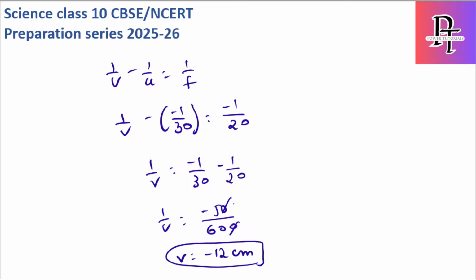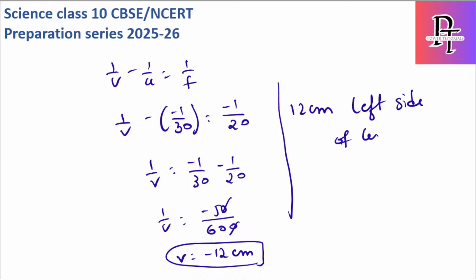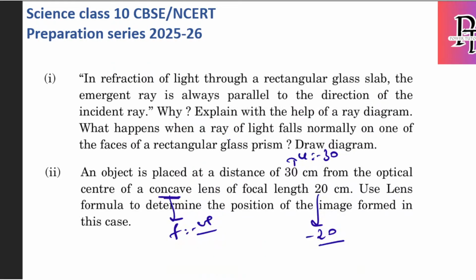So the position is 12 centimeters to the left side of the mirror, or here, left side of the lens, because the distance is less than the focal length. If you remember, for a concave lens, the distance is less than the focus. If it is placed here, then it will get diverged and these two will be formed here, on the left side.